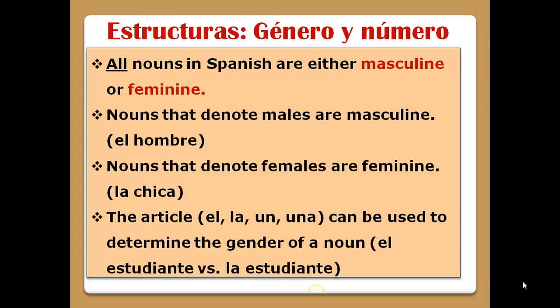Now, nouns that denote males are obviously masculine, like el hombre, man. Nouns that denote females are feminine, la chica, girl.